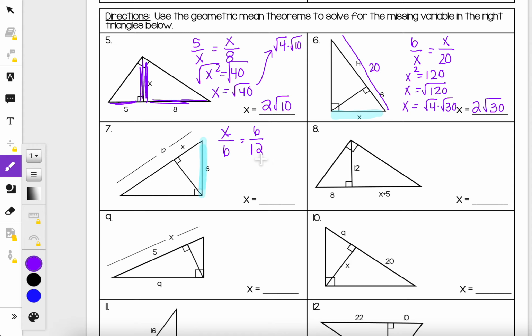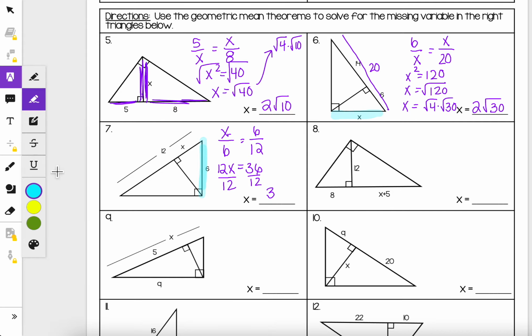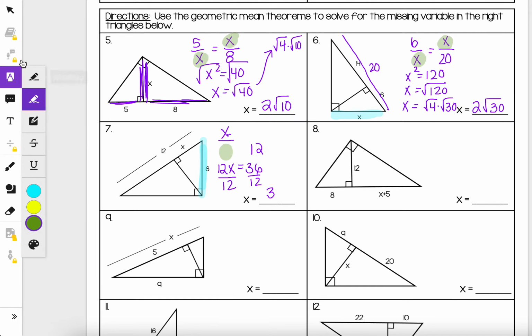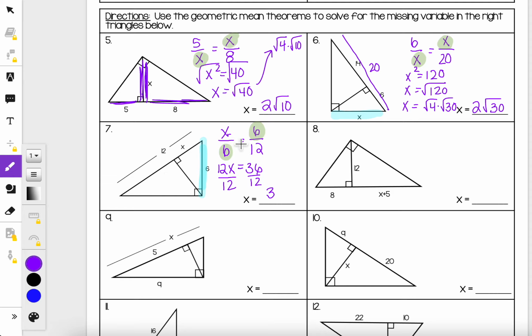What's nice about this one is when I go to cross multiply, I'm not going to get an x squared. I'm just going to get 12x equals 36. So I just have to divide both sides by 12 to get x equals 3. So you're not always going to get that x squared. If it's not a variable, you're not going to have that x squared that you have to deal with.